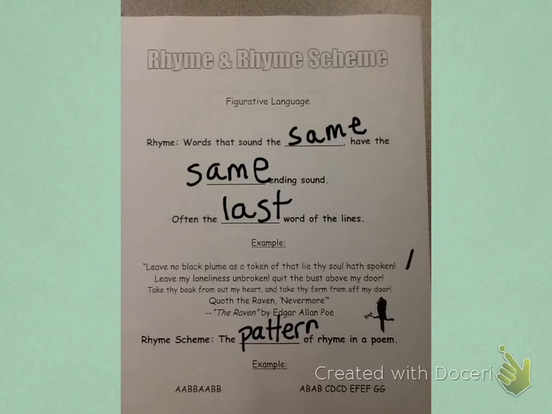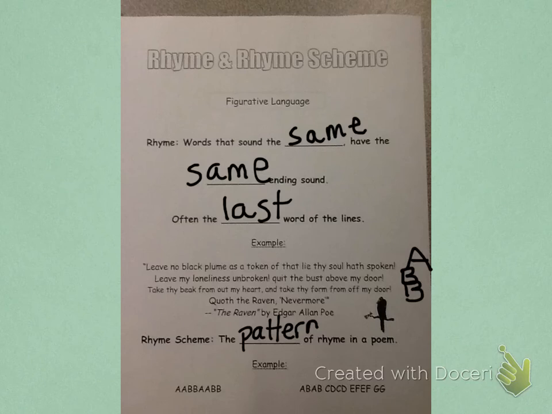So the very first line we have here is spoken. We're going to give that an A, because A starts the alphabet. We want to be obvious. Now we go to the next line. Door. Does door rhyme with spoken? No. So we give it a B. Now we go to the next line. Door. That's the exact same word. So that also gets a B.